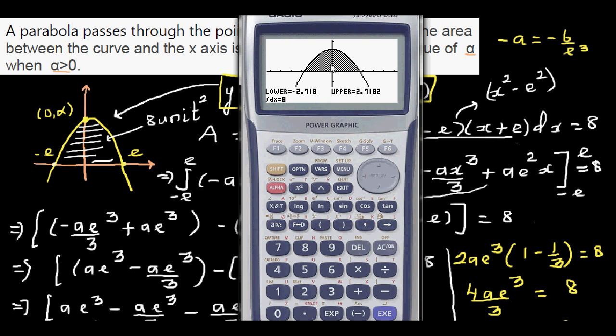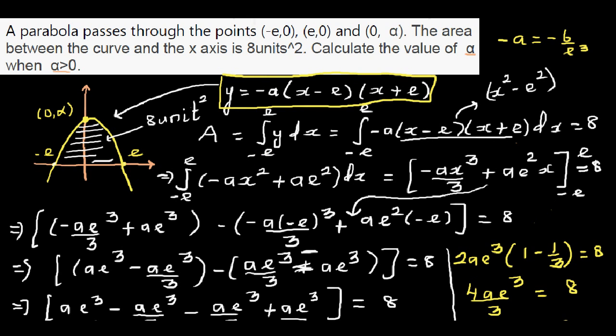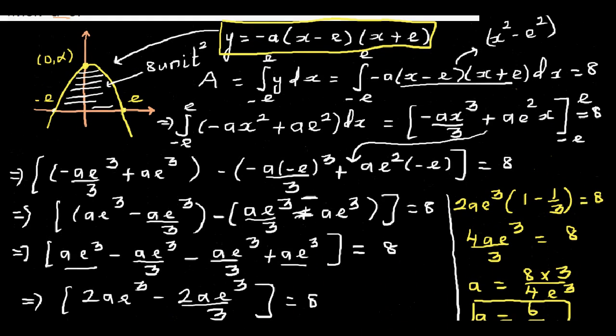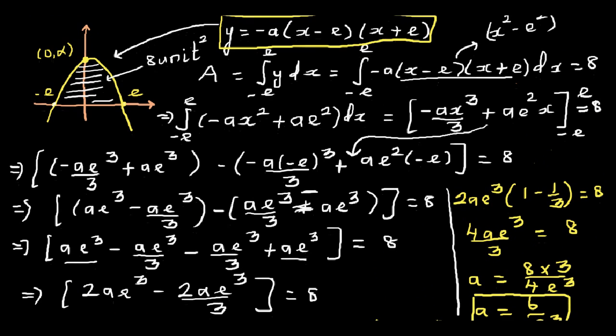So for this parabola, the area is 8 when a is 6 over e cubed. Alpha is 6 over e. Hopefully this video is helpful.